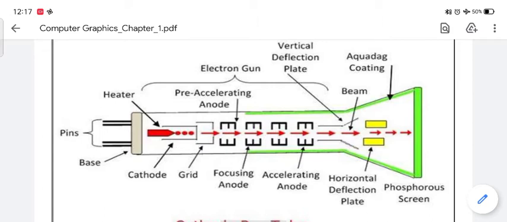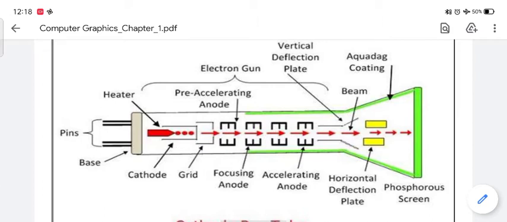And next, we have the focusing and deflection coil, or focusing system and deflection system. So why is a focus system used? A focus system is used to create a proper, well-defined image. And the deflection coil, what does it do? It controls the direction of the electrons by producing low electromagnetic waves.